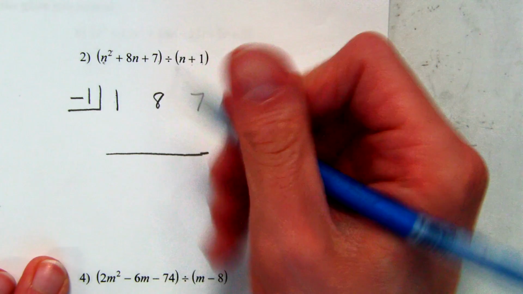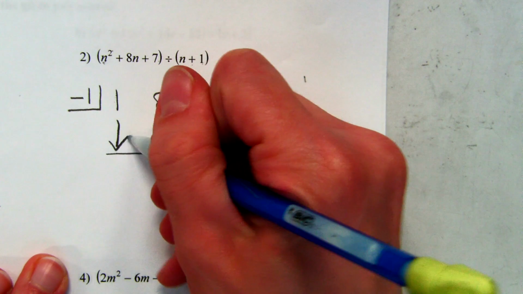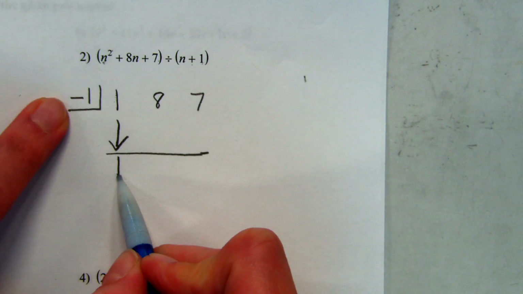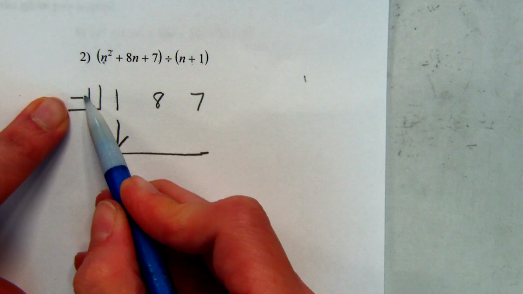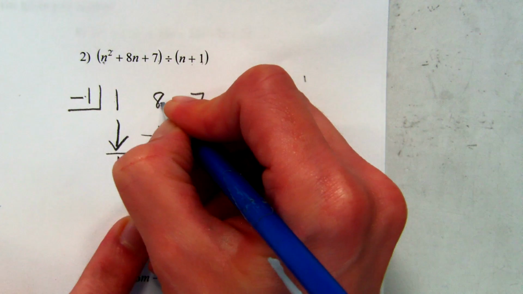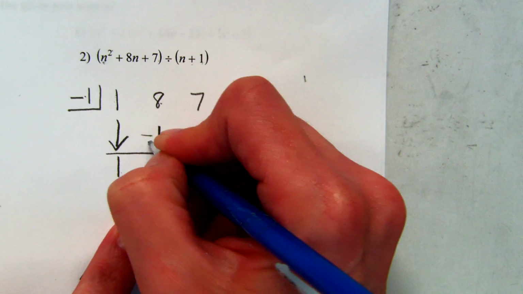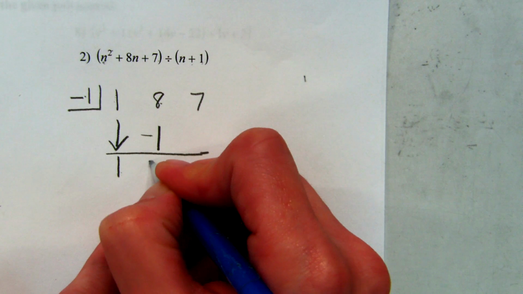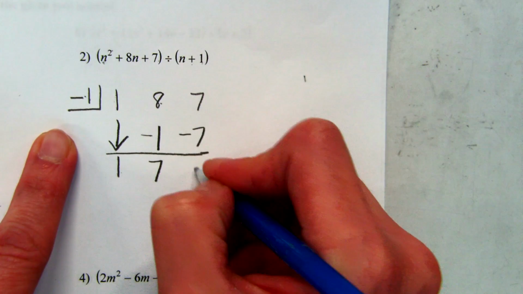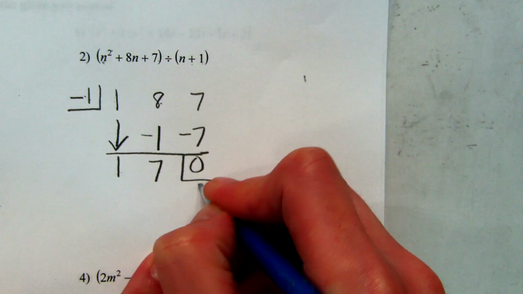So we bring down the first number, which is just 1. And then this gets multiplied by your number out here. So negative 1 times 1 is negative 1. And that goes under the 8. And then you add the 8 and the negative 1 together. 7. And then 7 times negative 1 is negative 7. And so this is my remainder.